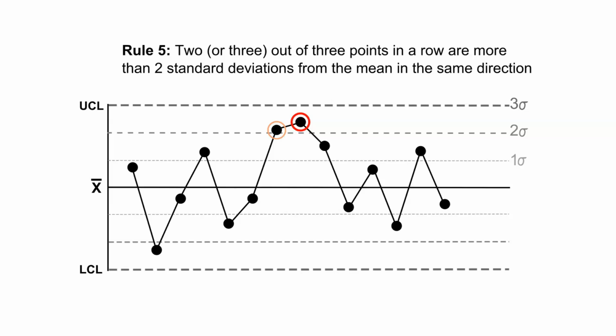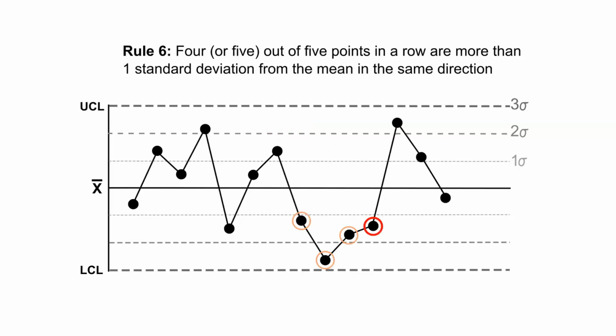Now, rule number 5 and rule number 6 are similar. Rule number 6 is when you have at least 4 out of 5 points in a row more than 1 sigma from the mean in the same direction. Again, these are uncommon things. It's just that rule number 5 talks about more than 2 sigma away, and rule number 6 is just more than 1 sigma away.